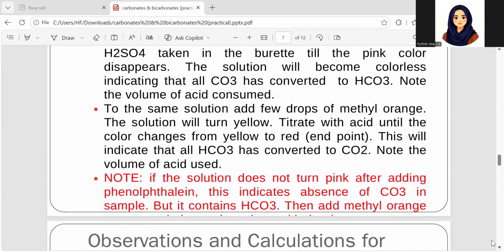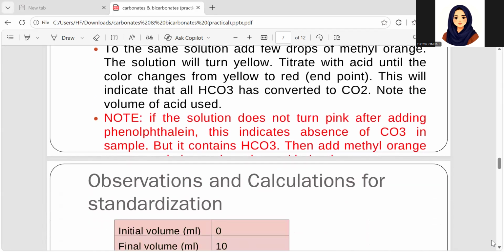To the same solution, add a few drops of methyl orange. The solution will turn yellow. Titrate with acid until the color changes from yellow to red, which is the end point. This will indicate that all bicarbonate has converted to carbon dioxide. Note the volume of acid used. If the solution does not turn pink after adding phenolphthalein, this indicates absence of carbonate in the sample.